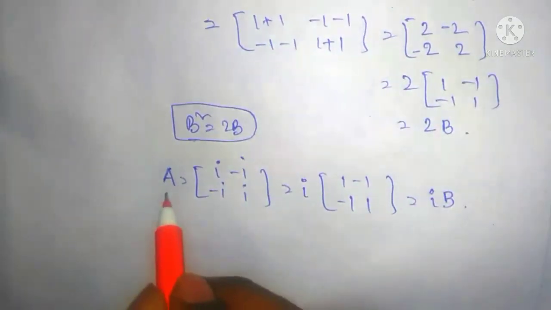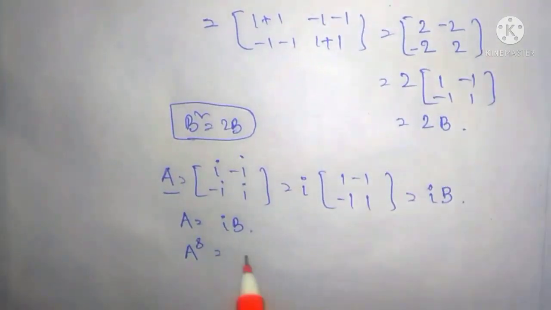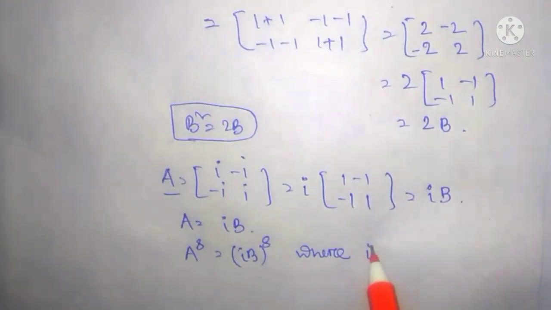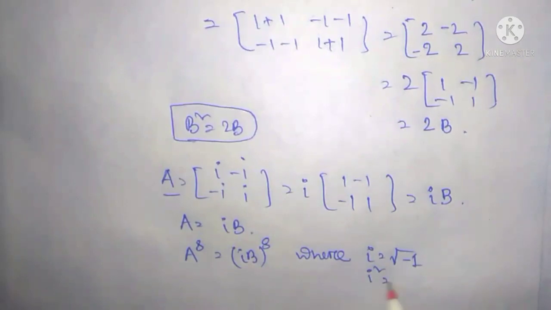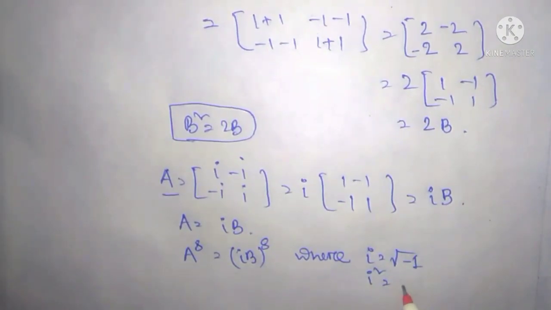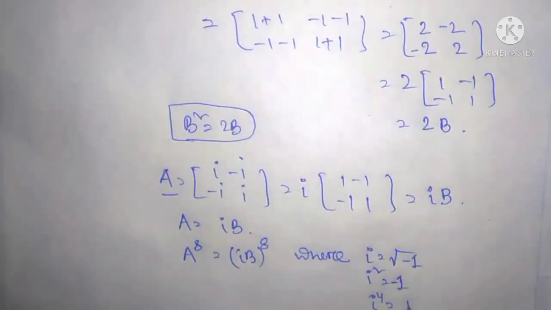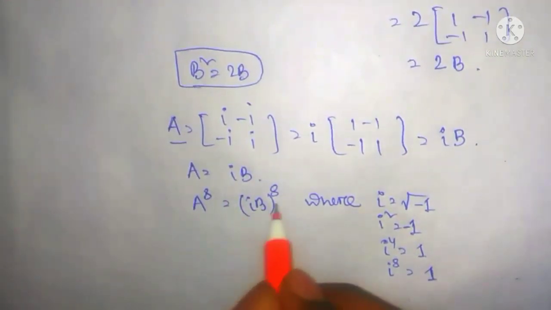So what is a equal to? We get a = ib. Now a to the power 8 equals ib to the power 8, where i = root over minus 1. So what is the value of i square? i square equals minus 1. What is the value of i to the power 4? That is 1. So what is the value of i to the power 8? That is also 1.